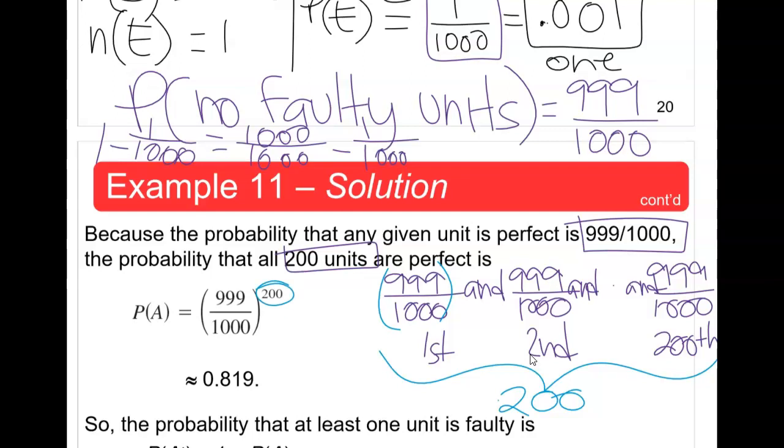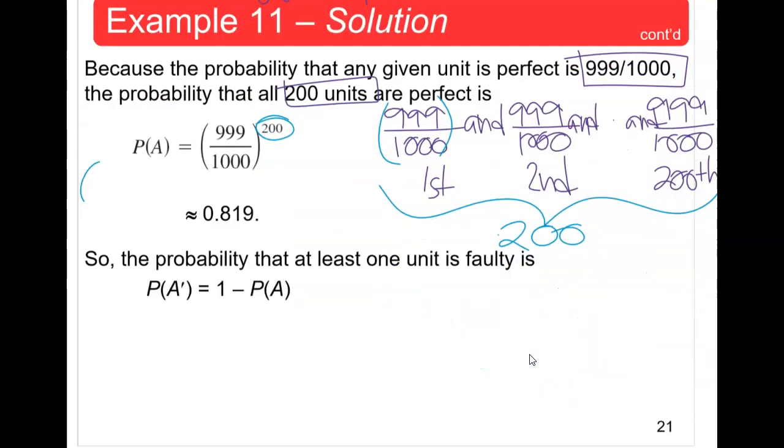And so if you enter this on your calculator, make sure you enter in parentheses 999 over 1,000. You can close your parentheses and then use the exponent symbol 200, and that's how you will come to this decimal. And so that will be the probability that all of your units will be okay. They will not be faulty.